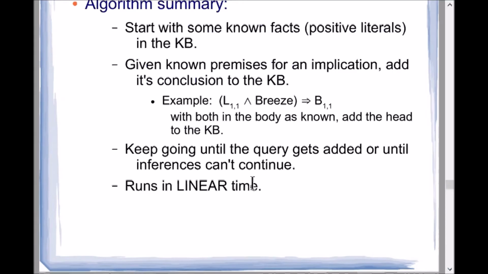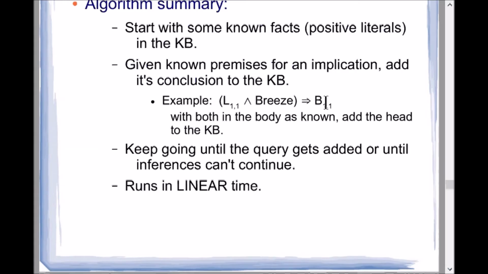And your knowledge base has an implication in it, right? So, for example, L11 and breeze implies B11. So if L11 and breeze are known, if those literals are true, if they were in the knowledge base, then what that means is that you're safe to go ahead and add the conclusion B11 into the knowledge base as its own separate fact.